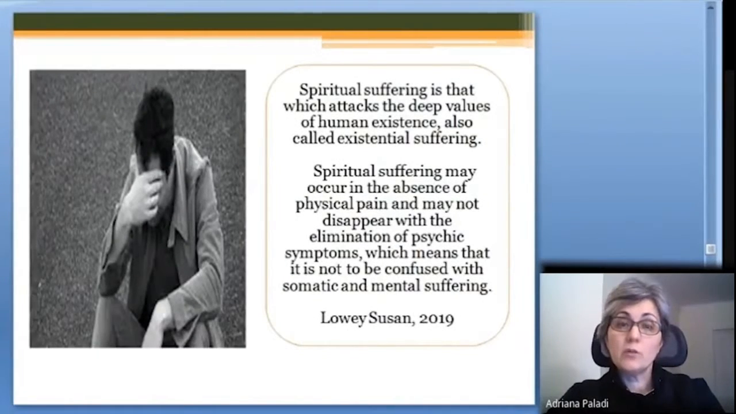Following this definition, we can say that there are mental, biological, and spiritual suffering, and in what follows, we'll discuss mostly spiritual suffering. Spiritual suffering is that which attacks the deep values of human existence. It is also called existential suffering. Spiritual suffering may occur in the absence of physical pain and may not disappear with the elimination of psychic symptoms, which means that it is not to be confused with somatic and mental suffering.